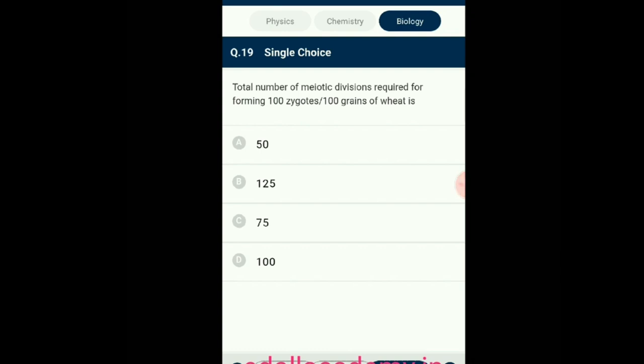Hence, the total number of meiotic divisions needed to form 100 zygotes is equal to 25 meiotic divisions in males plus 100 meiotic divisions in females. So, totally 125. The answer for this question is option B, 125.